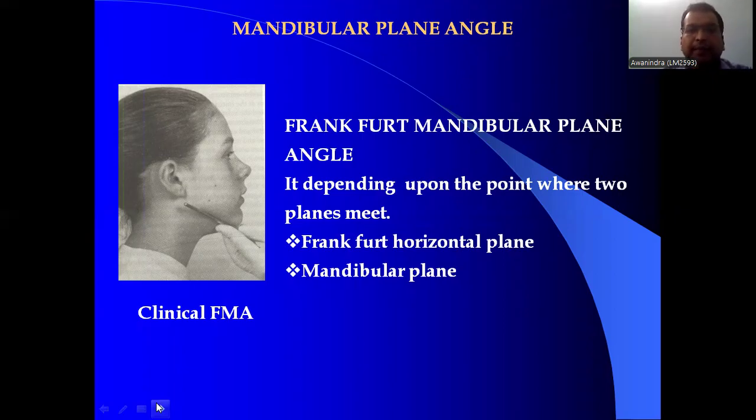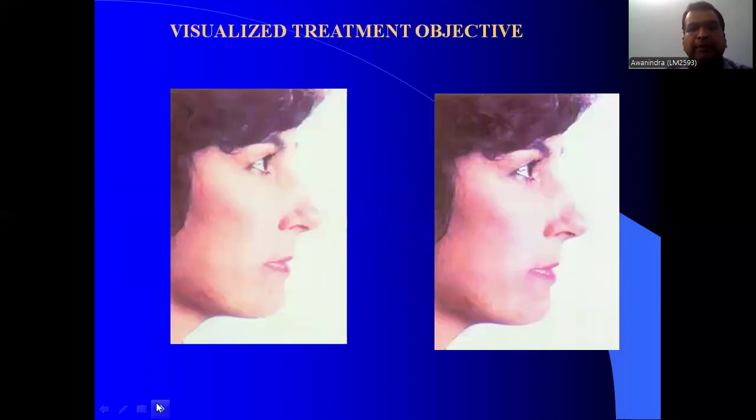The angle between the Frankfort plane and the lower border of the mandible suggests the clinical apnea. If it meets distal to the auricle, it is a low plane angle. If it is near the auricle, it will be average. If it meets in front of the auricle, it will be a high plane angle, high clinical apnea.